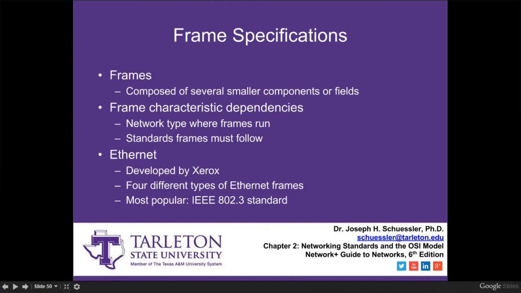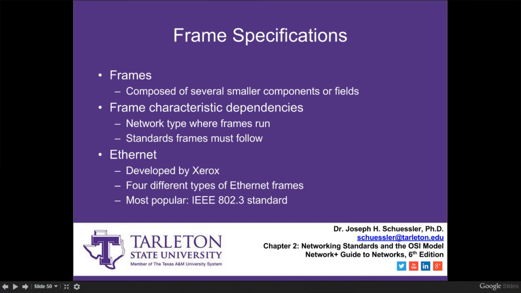So, frame specifications. Frames are composed of several smaller components or fields, and frame characteristics depend on the network type, where the frames come from and how they work, and the standards that frames must follow. In other words, different standards that operate at this layer are not interoperable. If we have token ring and Ethernet, they don't communicate with one another. The construction of the frames is different, so they can't communicate back and forth.